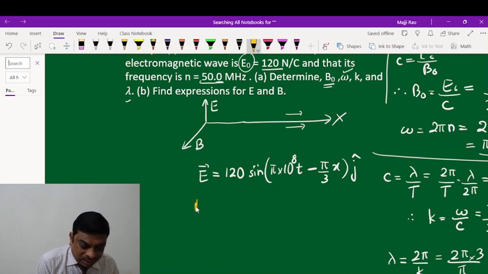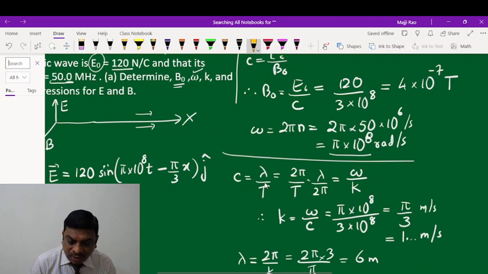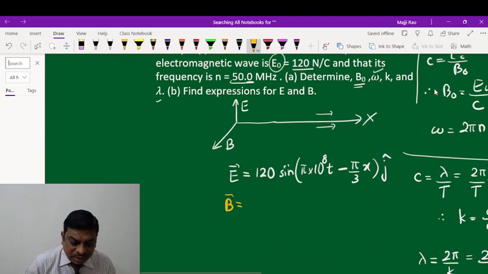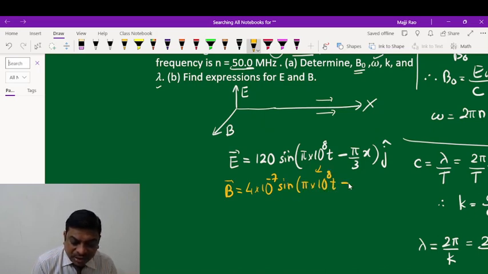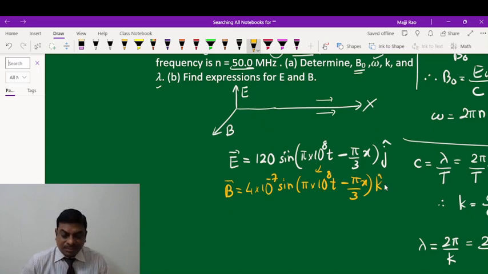Similarly, students, let us say we have to find vector B. So vector B magnitude. What is the peak value we got? We got 4 into 10 power minus 7 Tesla. So we can write 4 into 10 power minus 7 Tesla, and thus everything will be same, because electric field and magnetic field oscillate with the same phase. So you can write like this as it is. Remember, it is oscillating along z-axis, so k cap. You have to attach this k cap.